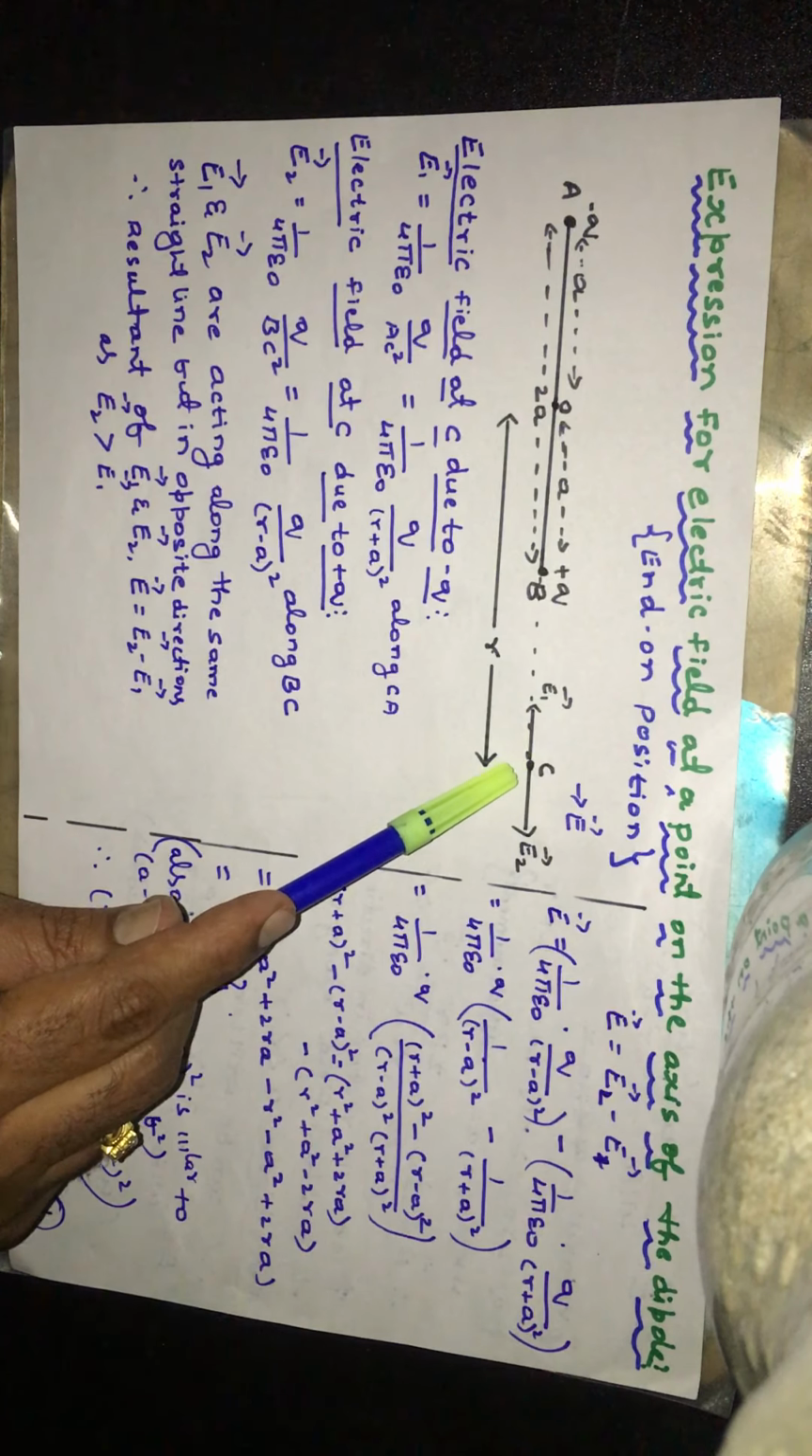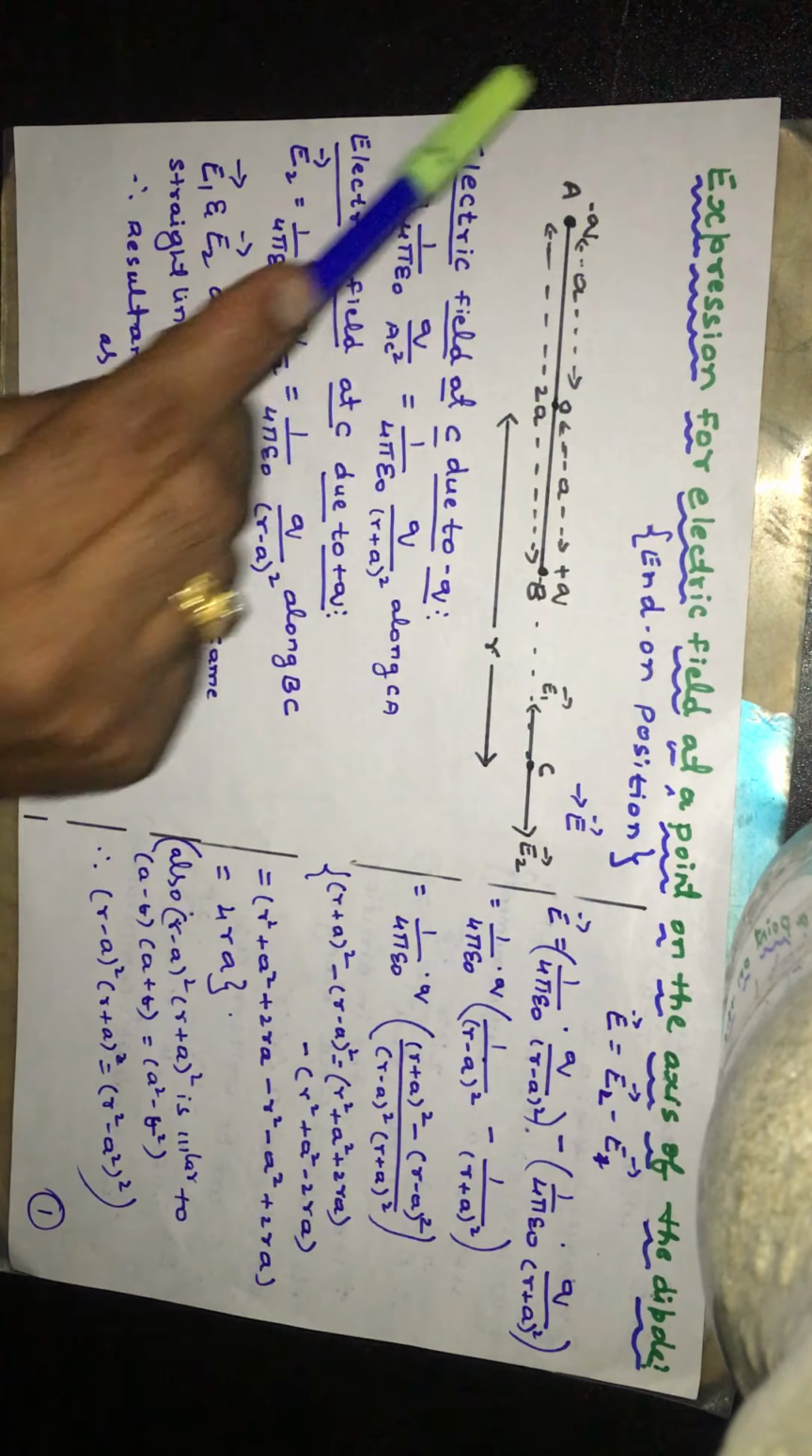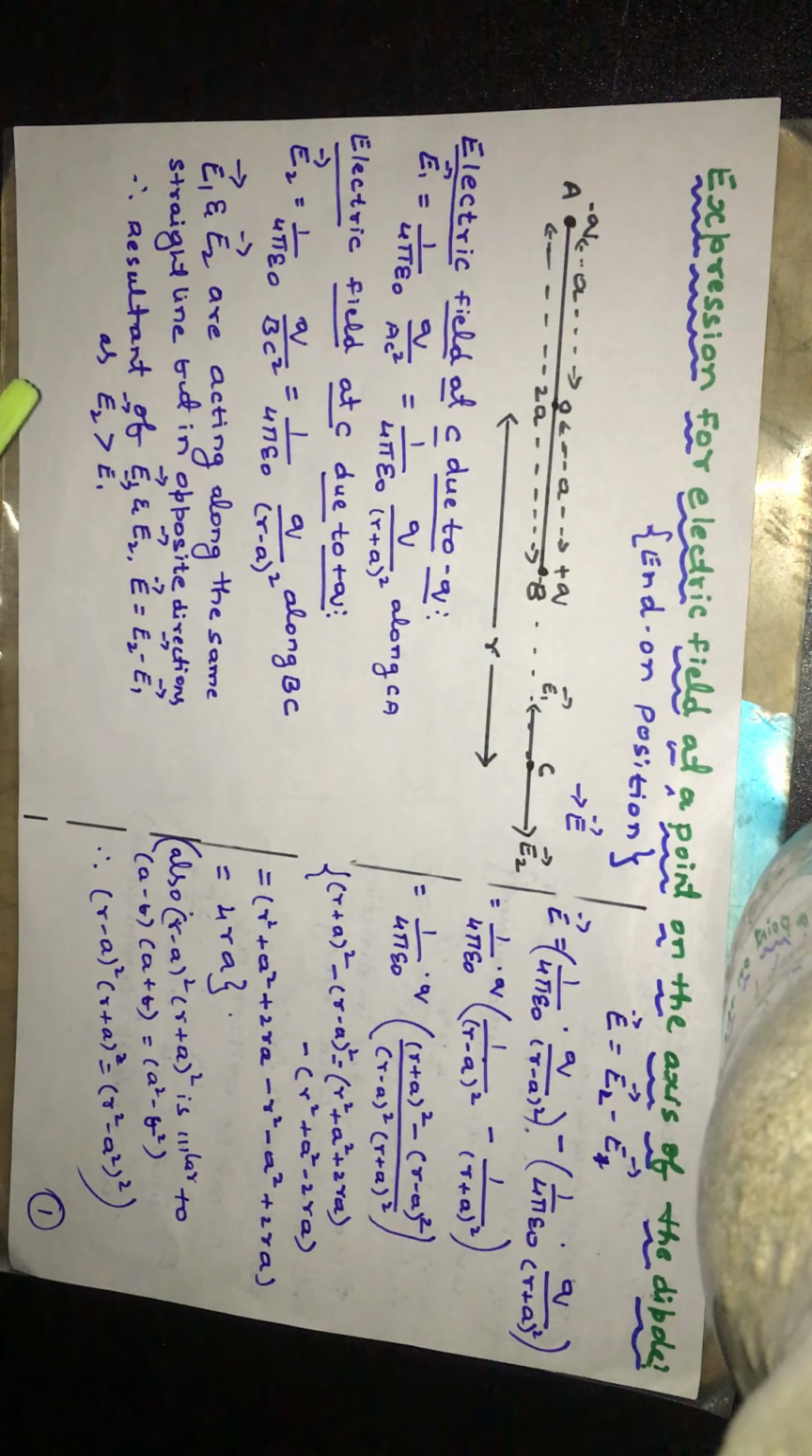Therefore, the direction of the electric field at C due to minus Q is along CA. So you should say right along CA.